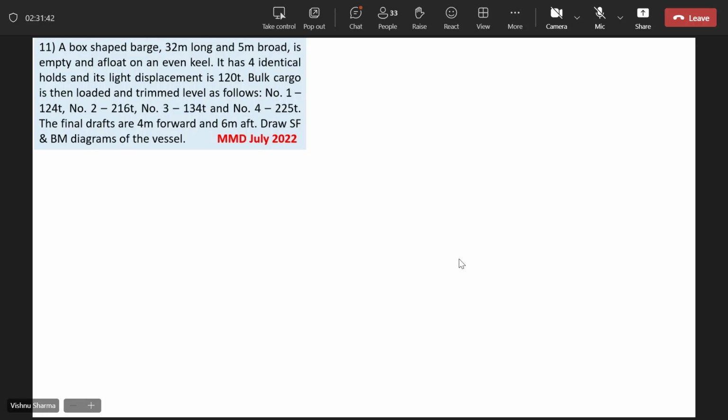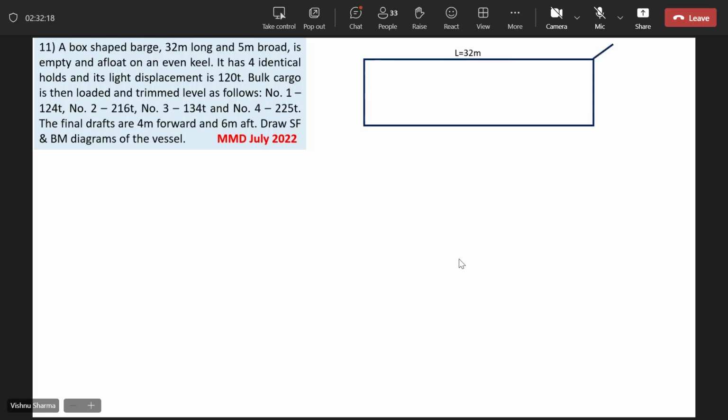Bulk cargo is then loaded and trimmed level in the compartments as given. Number 1, 124, number 2, 216, number 3, 134, number 4, 225. The final drafts are found to be 4 meters forward and 6 meters aft. Draw the SFBM diagram. Usually this question never used to come, and unfortunately, it came in 22. So it's always better to do it and then know where there can be some discomfort so that you are mentally prepared to address the discomfort.